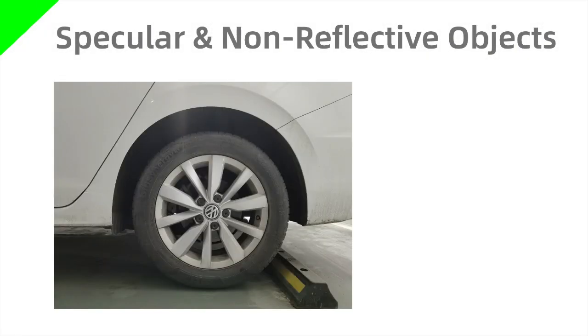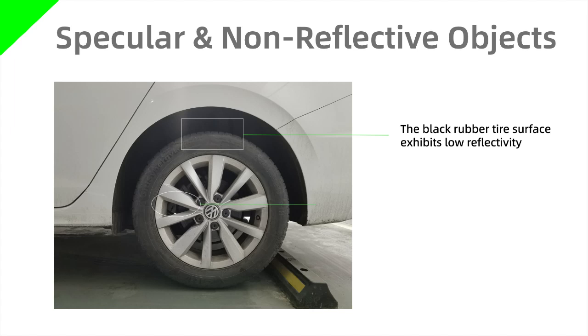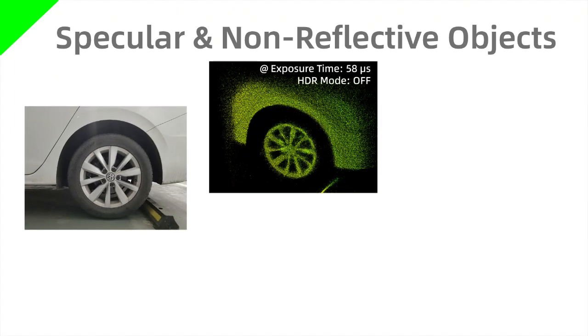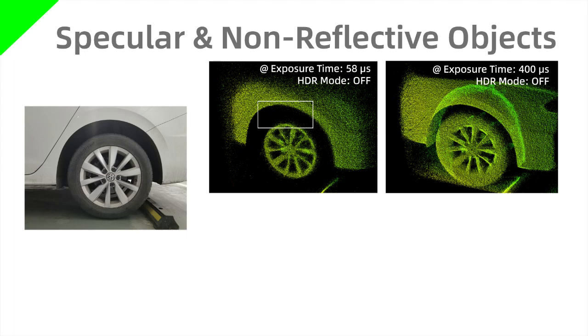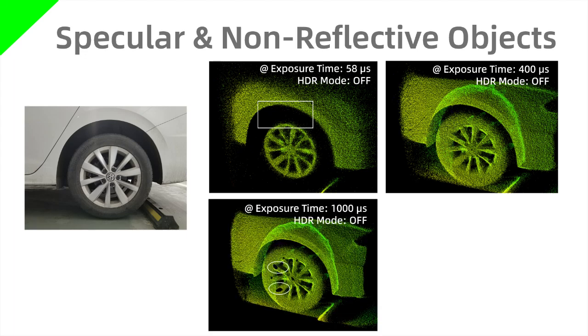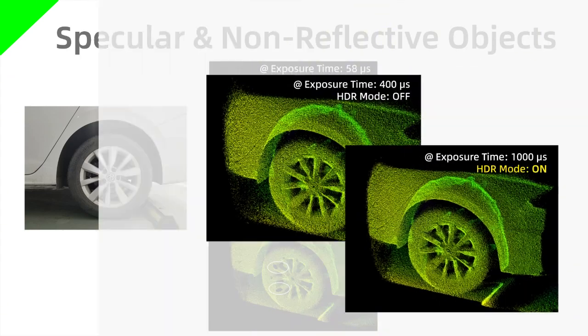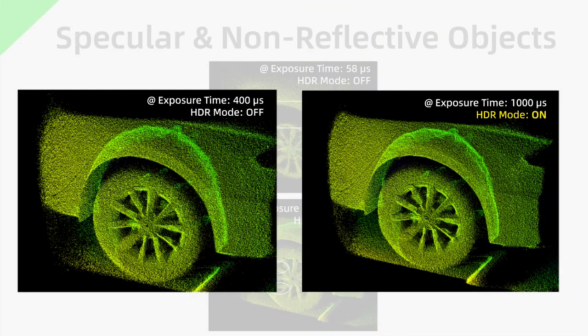Now let's move on to specular and non-reflective objects. Tires are a classic example with both low and high reflectivity areas. Testing different exposure settings and HDR modes on Vzense's camera reveals: with HDR off, increasing exposure improves low reflectivity surfaces, but excessive exposure causes high reflectivity overexposure. Our ToF camera's HDR mode solves this. At 1000 microseconds exposure, HDR preserves details in both low and high reflectivity areas.